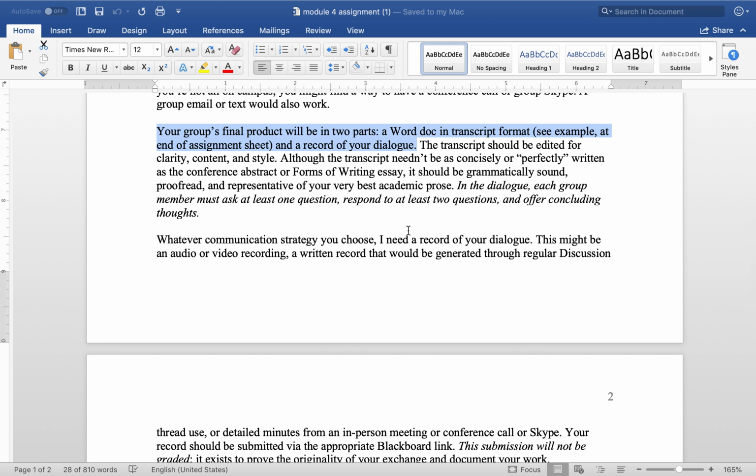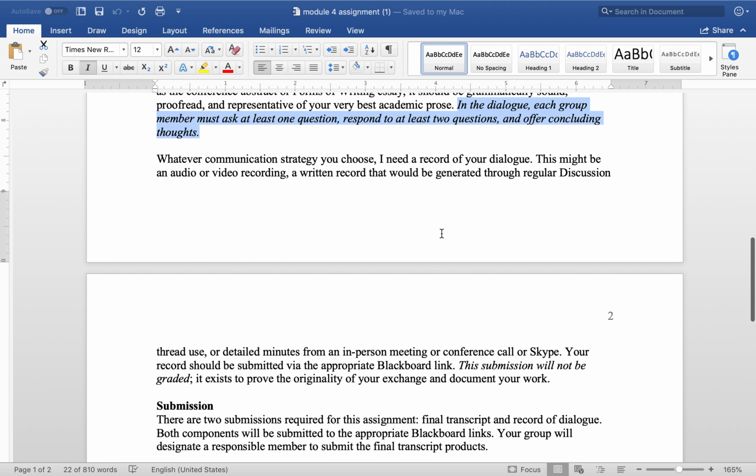You'll see a sample. So one thing that does matter a lot, in the dialogue, each group member must ask at least 1 question, respond to at least 2 questions, and offer concluding thoughts. So that's a way to make sure everybody's asking questions, prompting response, responding, contributing, and then of course, when you draw conclusions, you're pointing towards shared values, interests, and offering suggestions for moving forward for future work.